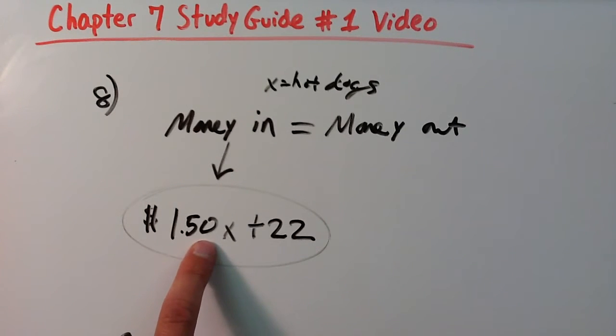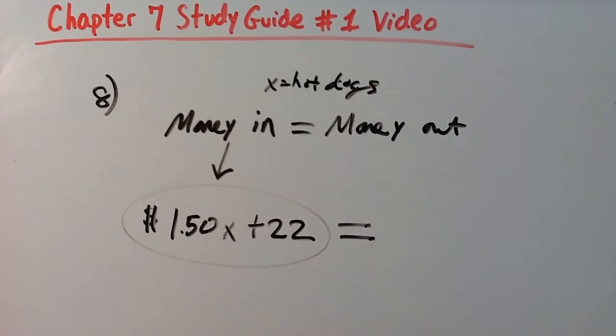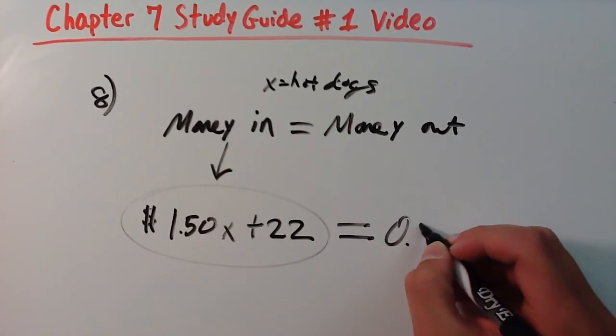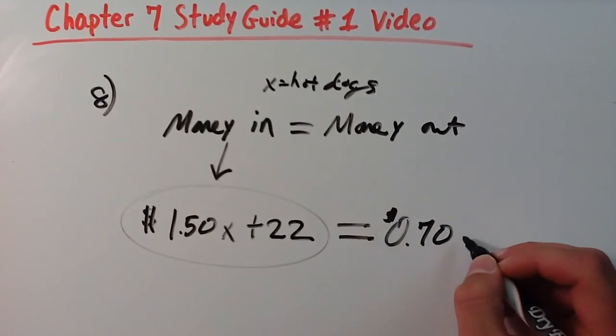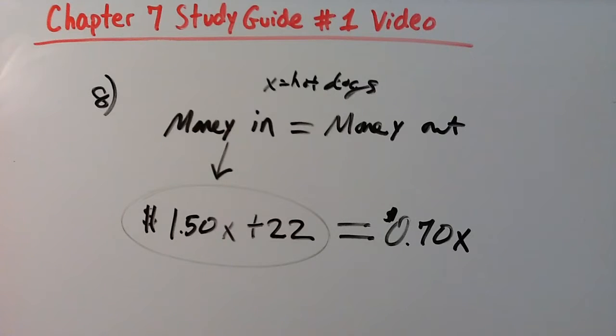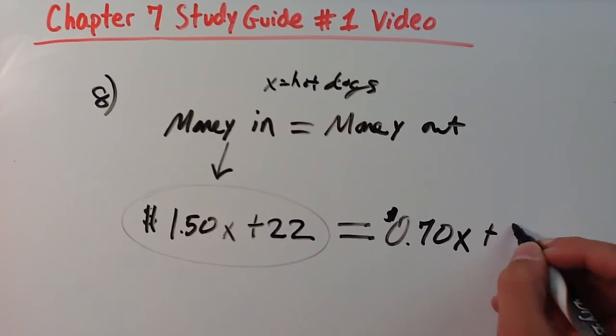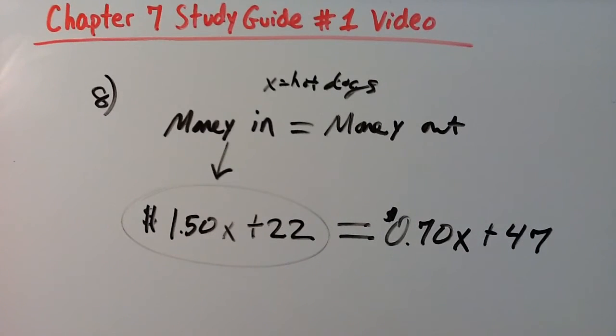This is hot dog money. This is donation money. Okay, now I'm going to set this equal to the money that they had to spend. And it tells me that to buy the hot dogs, they cost 70 cents each. So the hot dogs were 70 cents each, times the number of hot dogs, right? Plus, they had to spend $47 in paper plates and napkins. So not only did they have to spend 70 cents for each hot dog, but also $47 for paper plates and napkins.